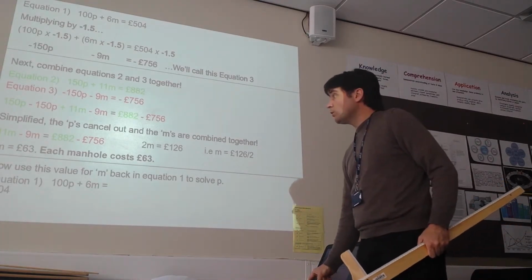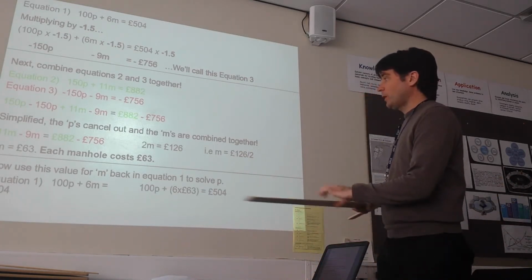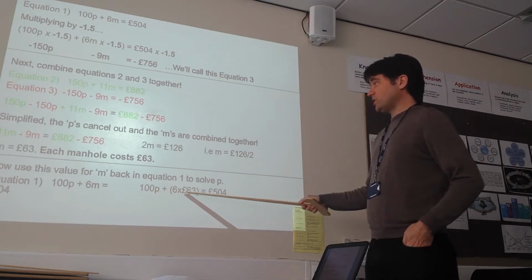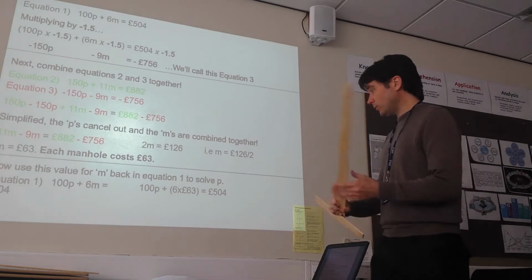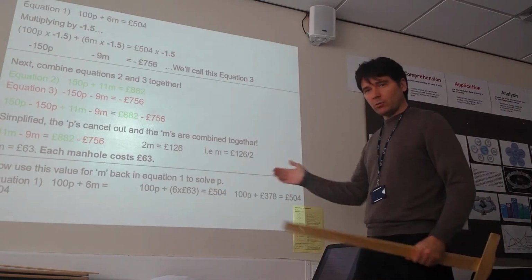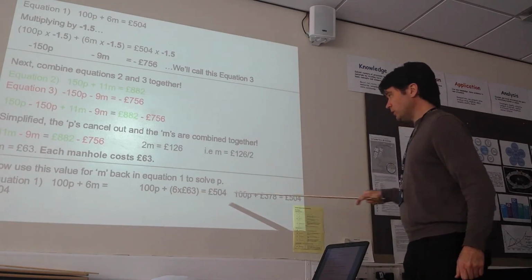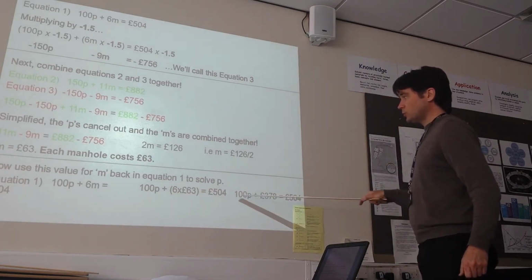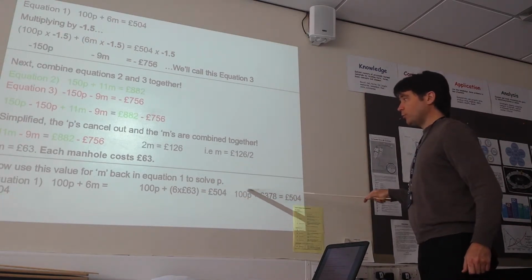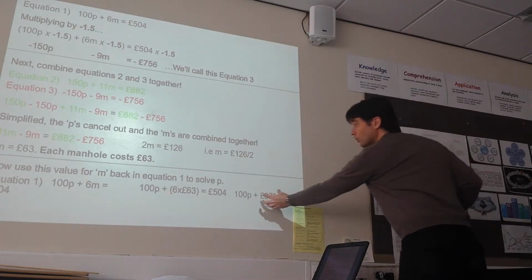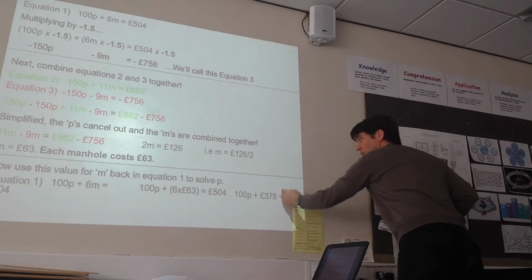So equation 1, 100p plus 6m is 504. So again, 100p plus 6m, well we know m is 63, so 6 times 63. We're doing BODMAS now, or BIDMAS, however you learnt it. So that bracket, 6 times 63 is 378. So 100p plus 378 is 504. We want to get 100p on its own, so we have to remove plus 378. We'll take it to the other side, plus becomes minus because it's gone over the equals sign.